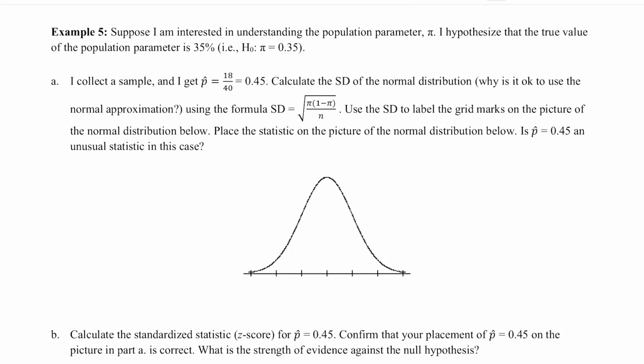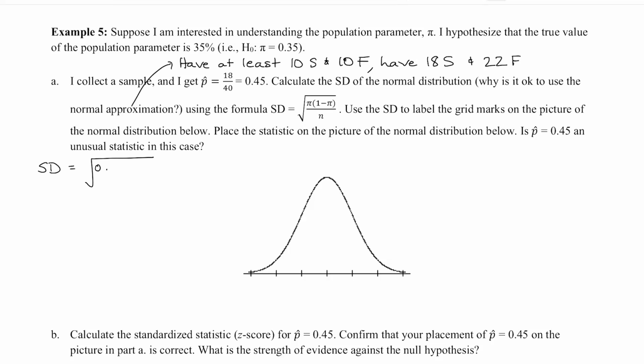Calculate the standard deviation of the normal distribution, and we have to think about why it is okay to use a normal approximation. So that's a theory-based method, and we have at least 10 successes and 10 failures. In fact, we have 18 successes. That's the 18 out of 40. The statistic is the proportion of successes in the sample. And if there were 40 total in the sample, that's our sample size, and 18 of them were successes, that means 22 of them were failures, so we've met that threshold.